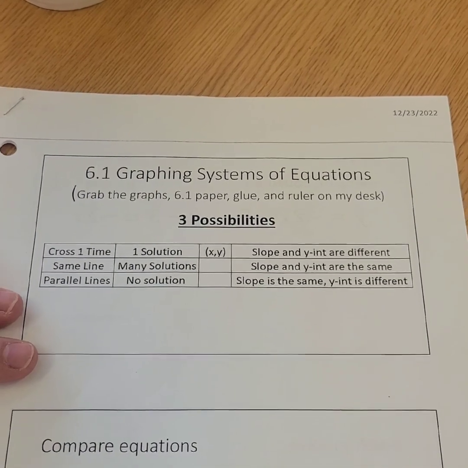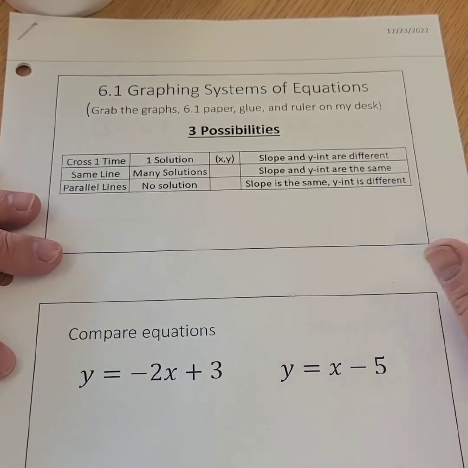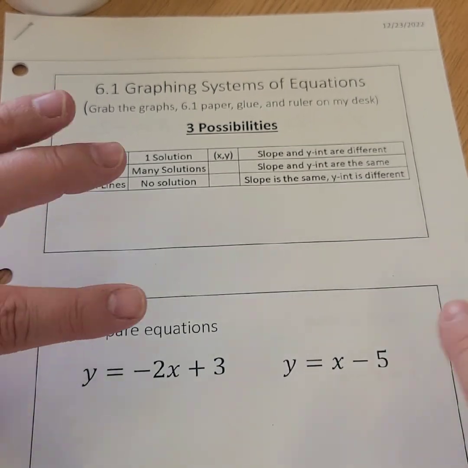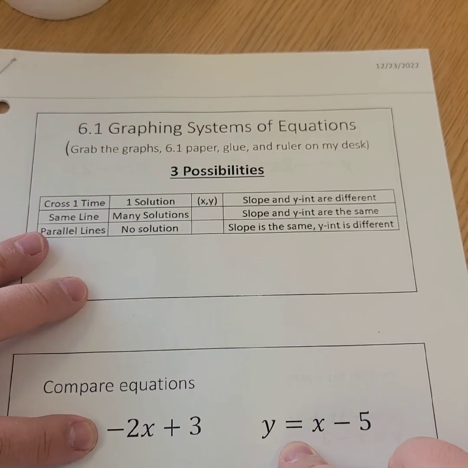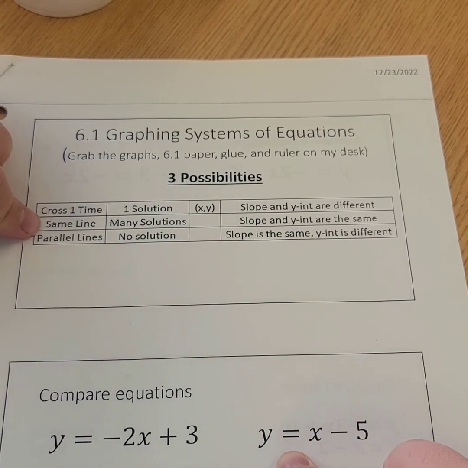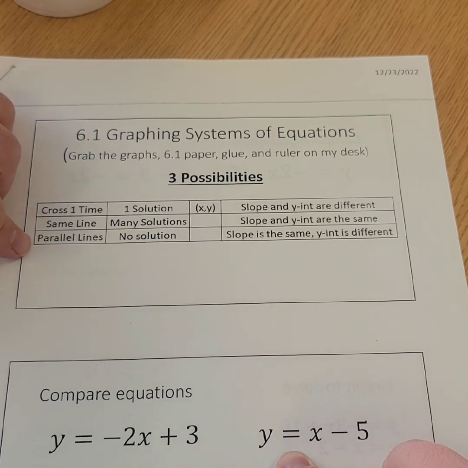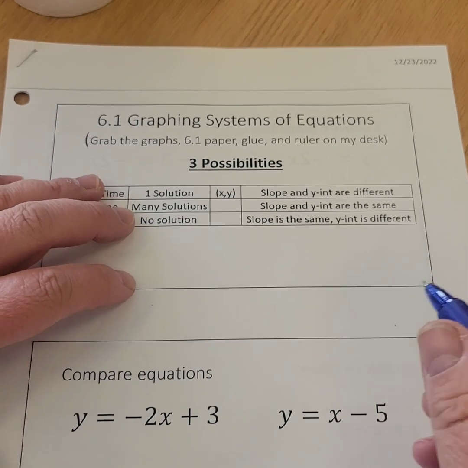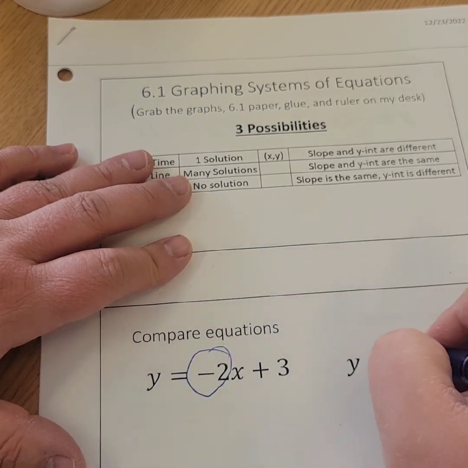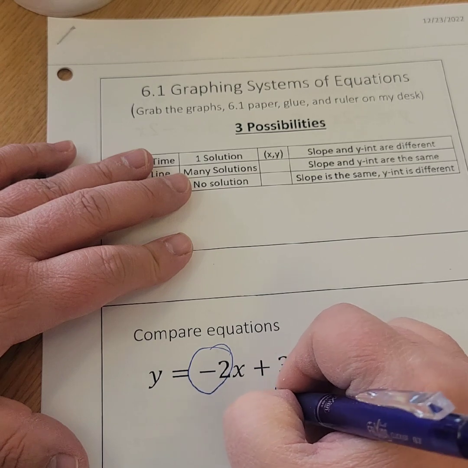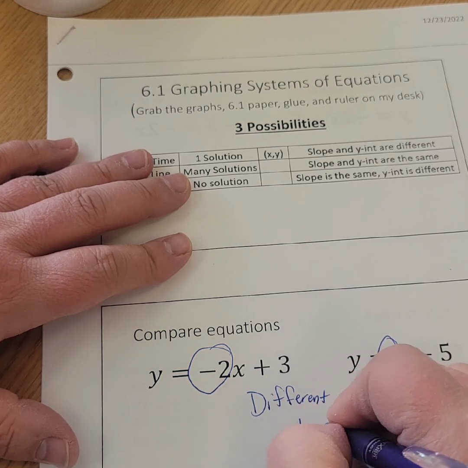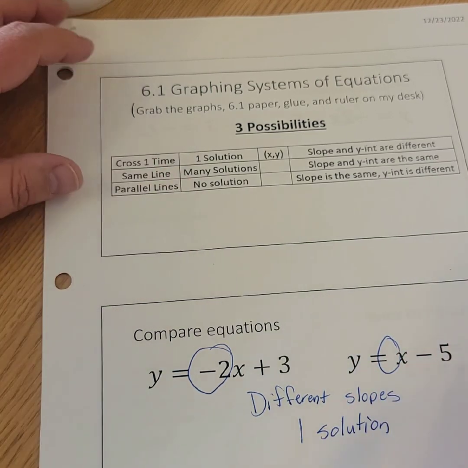Okay, so you can compare these things really, truly by just their equations. If we look here, we have different slopes. So they can't be the same line. They can't be the same line because they're different, and they can't be parallel lines because their slopes are different. So this is going to be crosses one time. Different slopes. One solution.